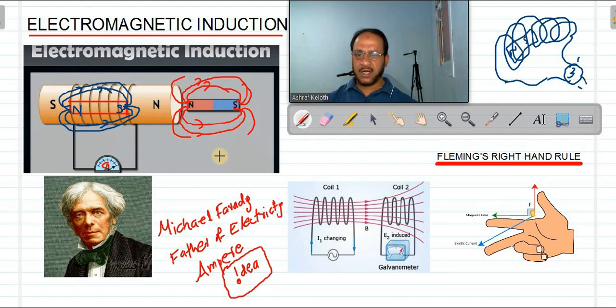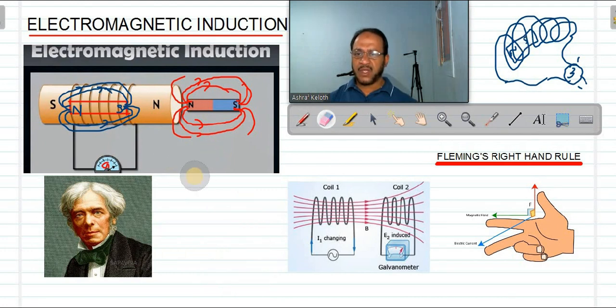Some questions. All are ready? Already I told you a current can be induced only if there is a change in magnetic field. The first question: if I want to increase the current I produced in the coil, what are the possible ways? What are the possible methods by which I can increase the induced current?